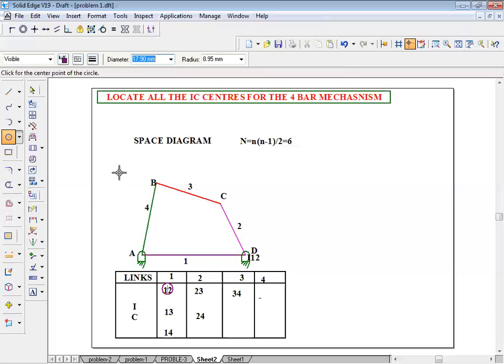Okay. That means we know this circle. It's a position or location of that. Let's go to next, I13. Link number 1 is here, link number 3 is there. Therefore I don't know about this location, therefore it is not known.